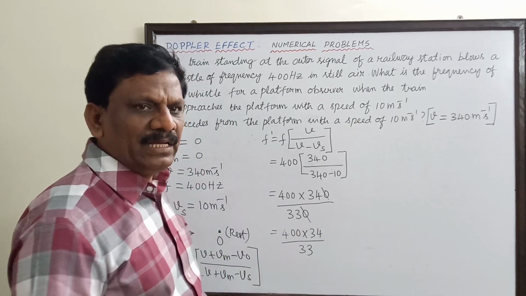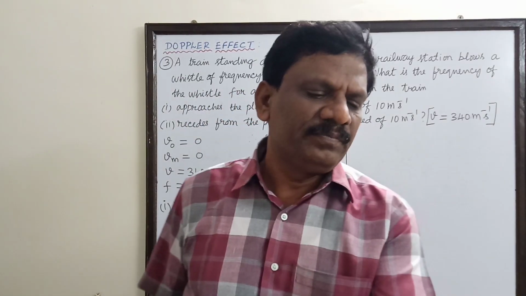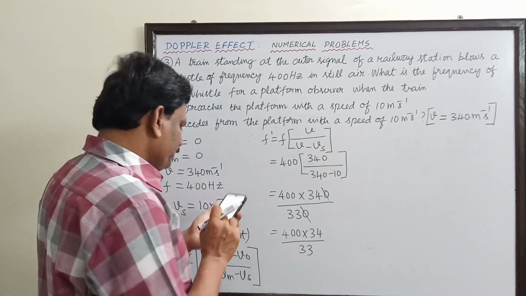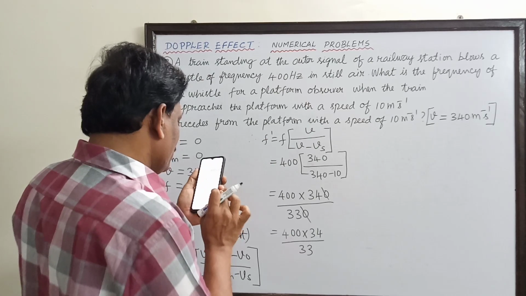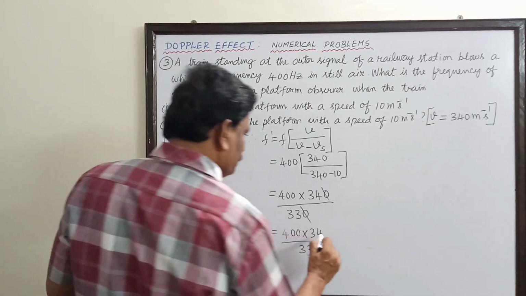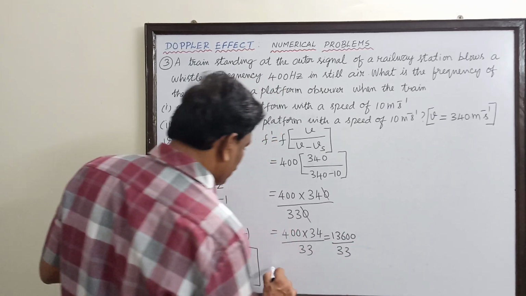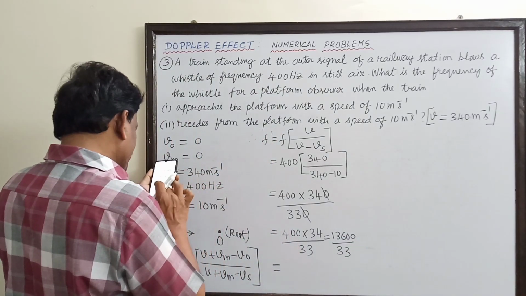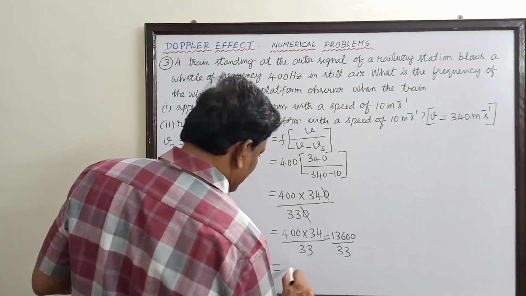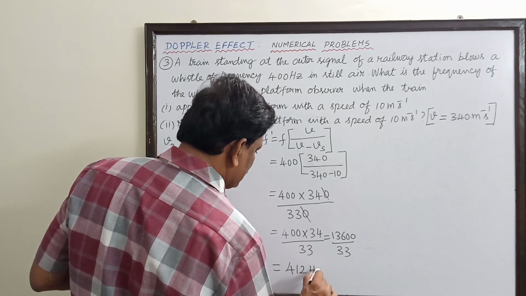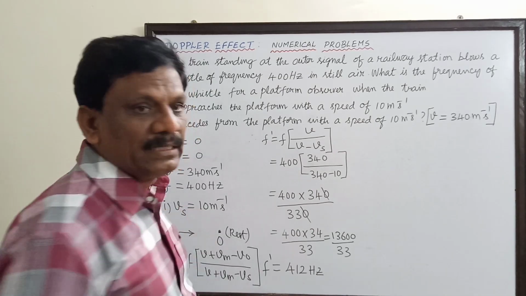So now we can use the calculator. Okay, 400 into 34 divided by 33. What is the product of 400 into 34? So this is equal to 13,600. 13,600 divided by 33. So this is 412, nearly equal to 412 Hertz. So f dash is now equal to 412 Hertz.